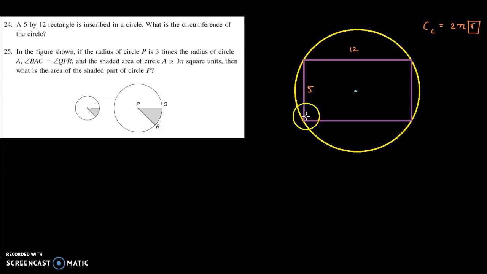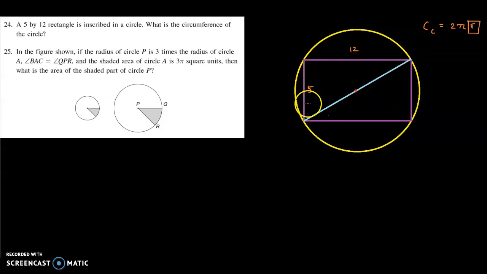This is getting sad. But if I drag a line, there we go, from corner to corner, notice what I just have right there. I know that this entire length here is the diagonal of this rectangle.